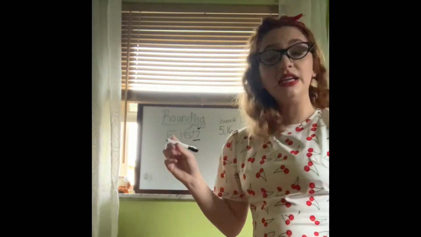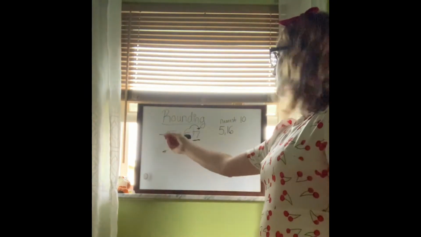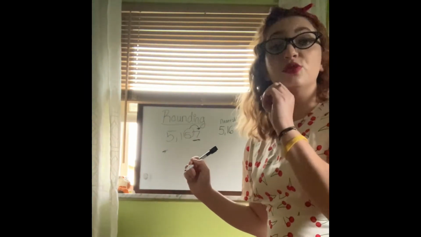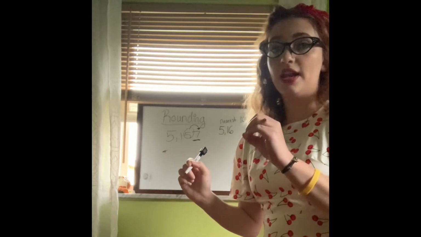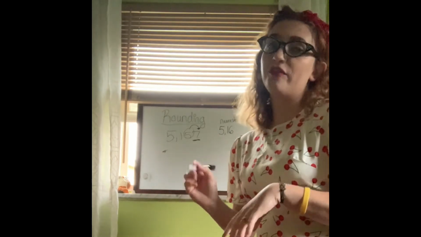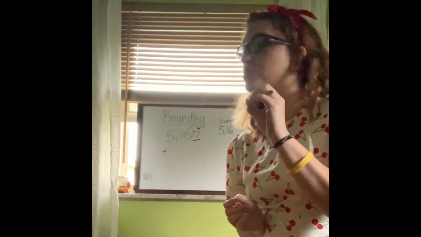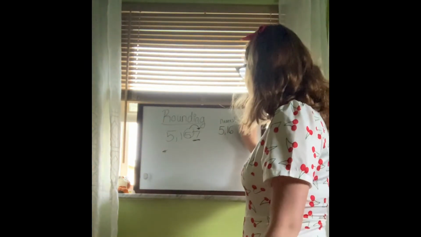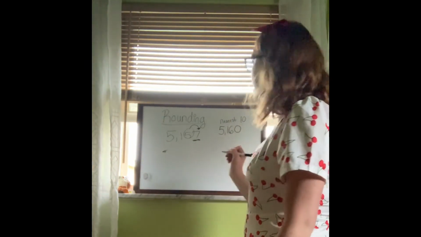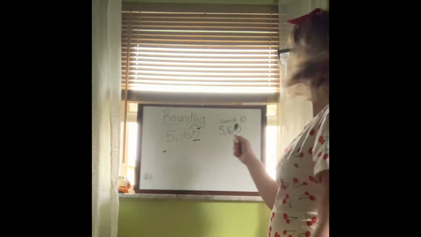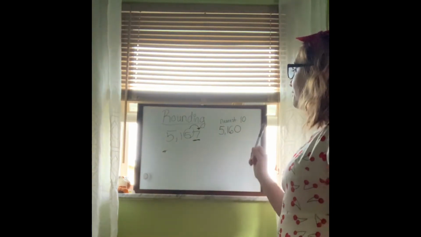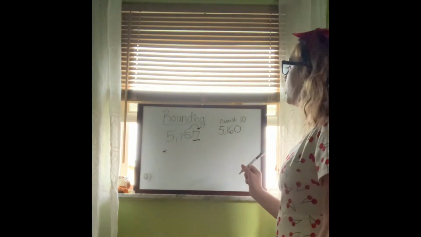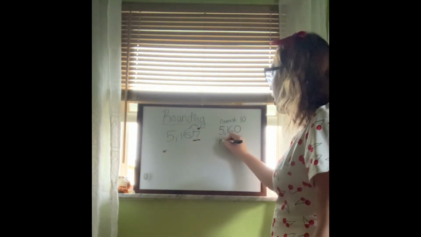Now everything to the right, so this direction of the number that you're rounding, will turn to 0, no matter what. If it stays the same or if it rounds up, those numbers will turn to 0. So this 7 is going to turn to a 0. And our number when we're rounding to the nearest 10 will become 5,160.